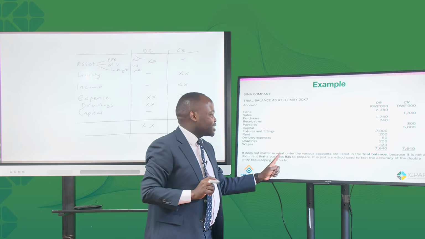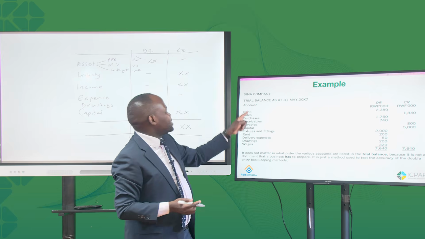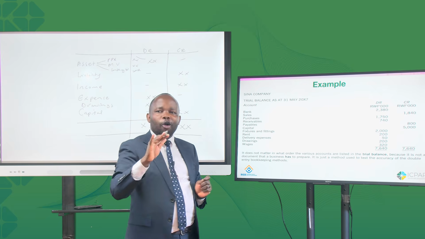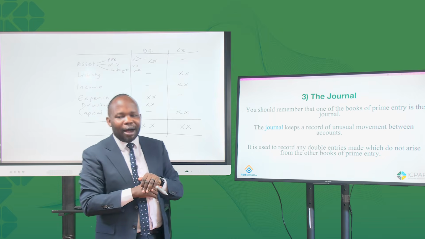It does not matter in what order the various accounts are listed. You can start with any of the items. The order does not matter. So that is an example of a trial balance.